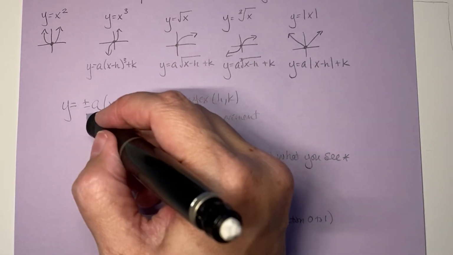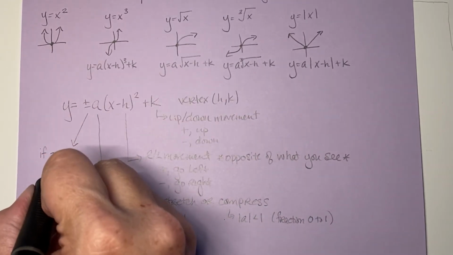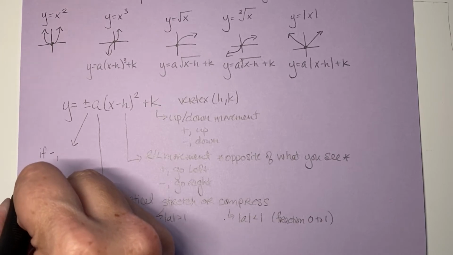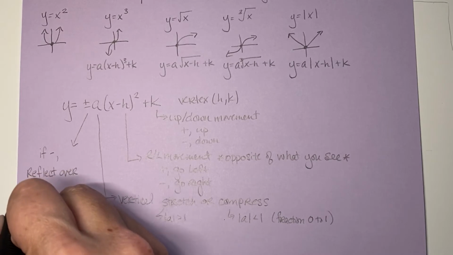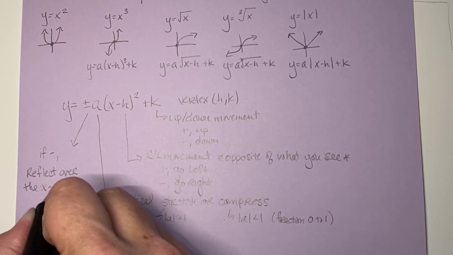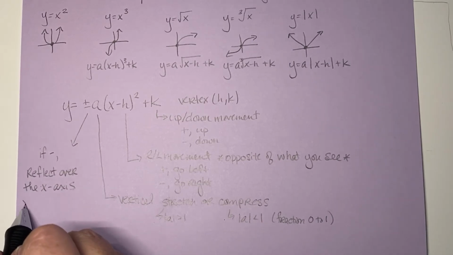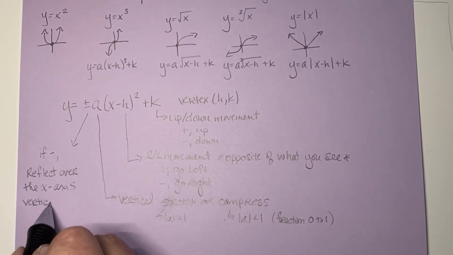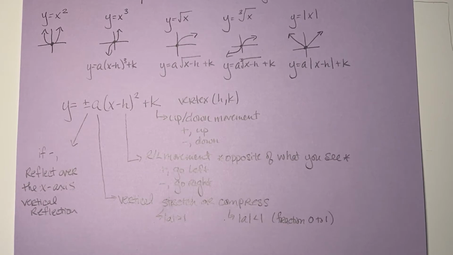All right, so let's address if that's negative. If that a is negative, it will reflect over the x-axis. Okay, and this is called vertical reflection. Okay, so this is our base formula, the one that you're going to be using 90% of the time.